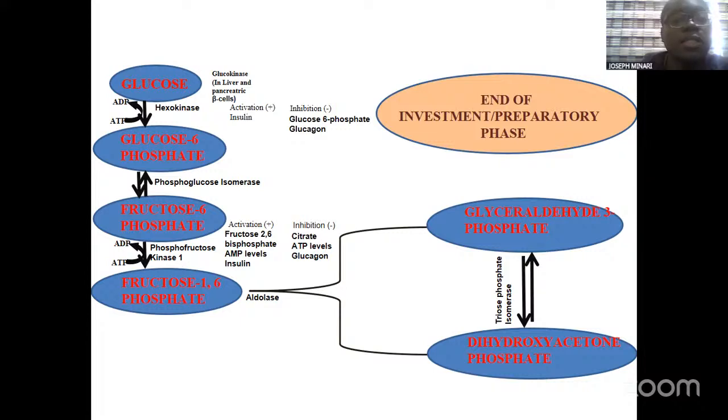The enzyme involved from glucose to glucose 6-phosphate is hexokinase. We have glucokinase in the liver and pancreatic beta cells, and this step is regulated by activation by insulin and by glucose 6-phosphate or glucagon.